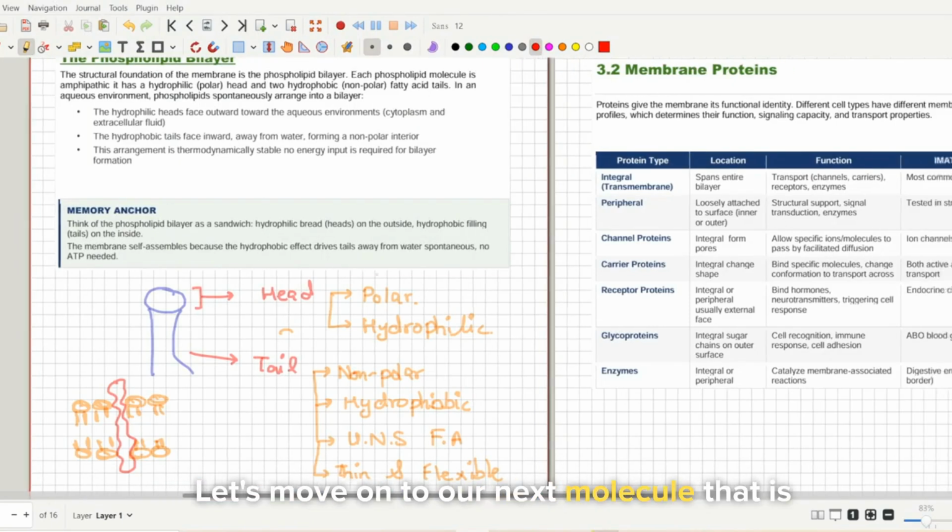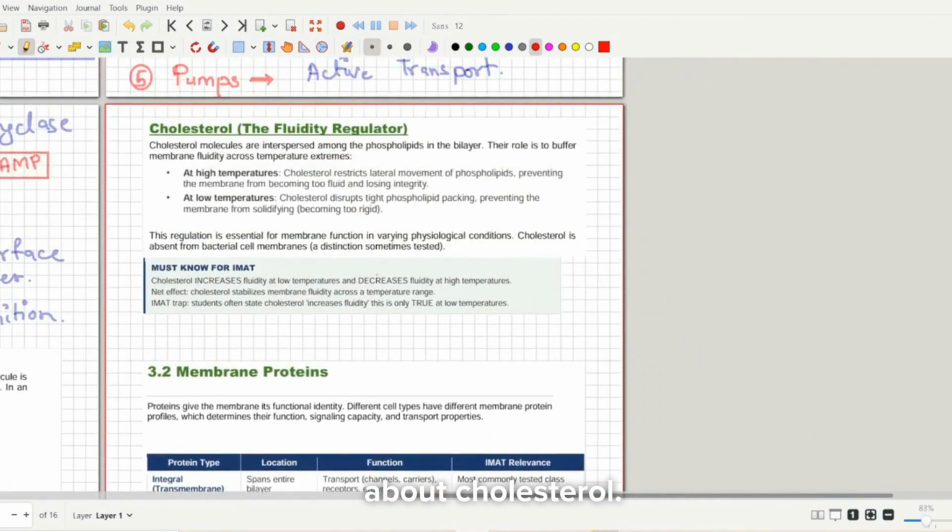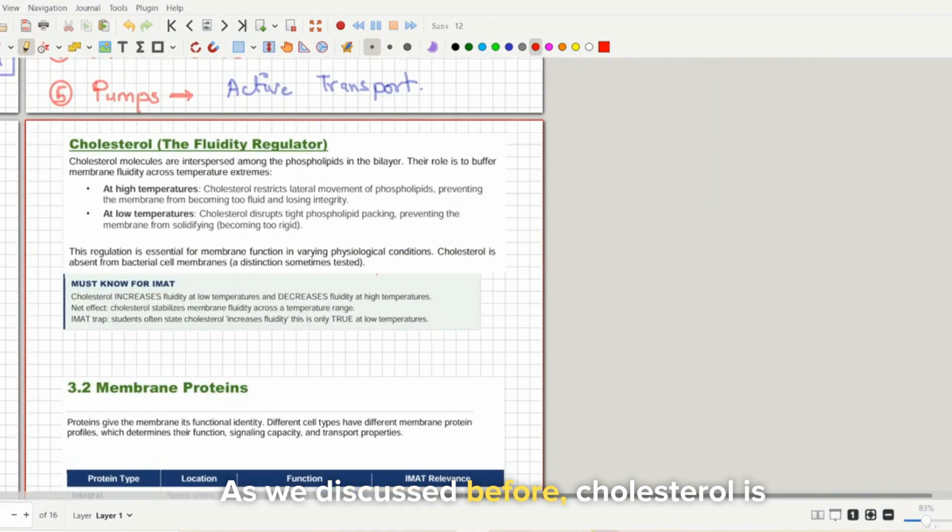Let's move on to our next molecule, that is cholesterol. As we discussed before, cholesterol is actually the fluidity regulator. It stabilizes the membrane, and it works in two types of conditions. Either it can be at high temperature or it could be at low temperature. At high temperature, cholesterol actually restricts the movement of phospholipids. It prevents the membrane from becoming too loose or too flexible, and the structure would be lost, right? If something is too flexible, then it will not have any structure.